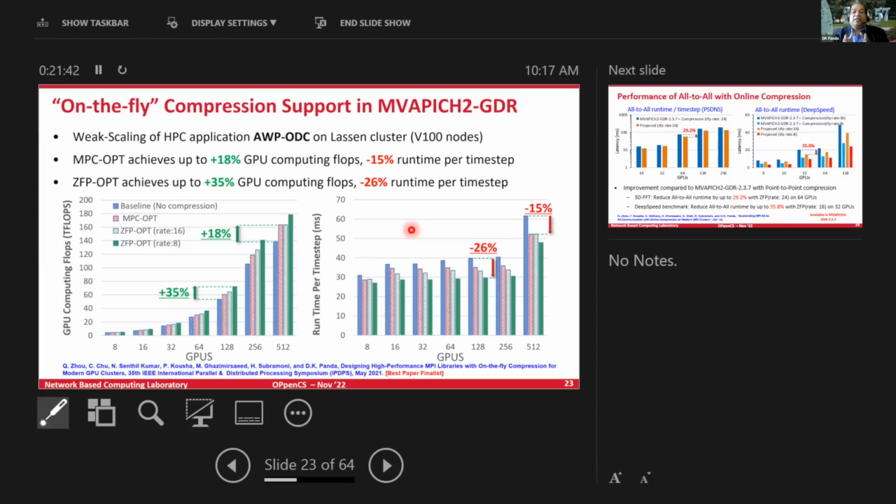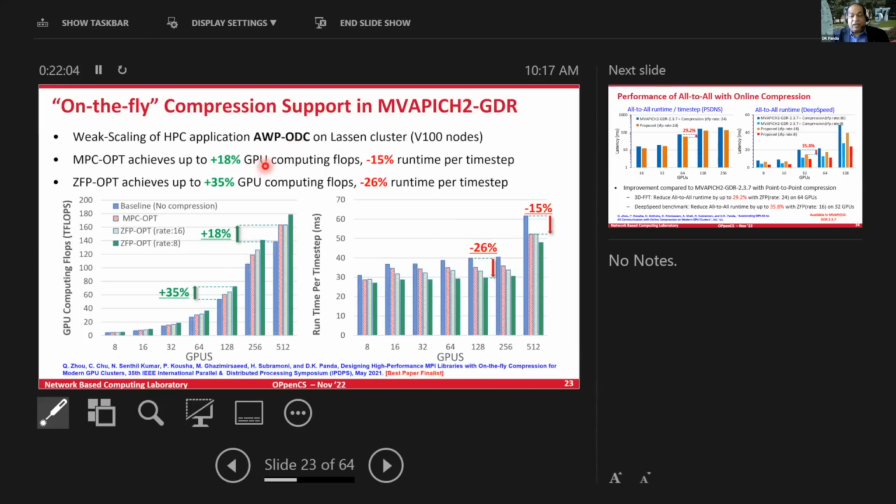But if I can reduce the size of the message, I'll actually win. And that's what we have done. So this was a paper. It got the best paper finalist at IPDPS 2021. And here we have actually run it on up to 512 GPU nodes on the Lawrence Livermore Lassen. And this is an actual application, AWP-ODC, which is a seismic simulation application.